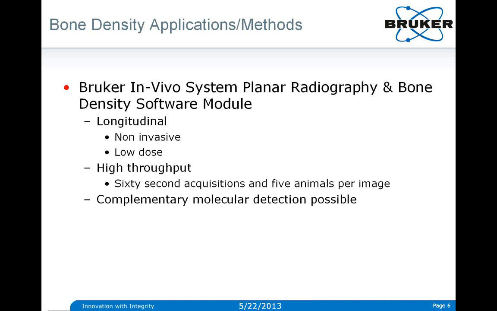And finally, the Bruker In-Vivo systems. Some of our systems provide multimodal imaging, so we have the potential to perform complementary molecular detections. So we have the X-ray imaging capability, and we have the possibility to look at things like inflammatory markers or bone turnover markers, for example, and these could target us to specific regions to look in more detail at the bone density of a particular region within a bone.